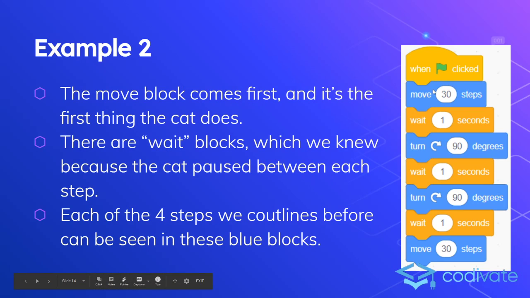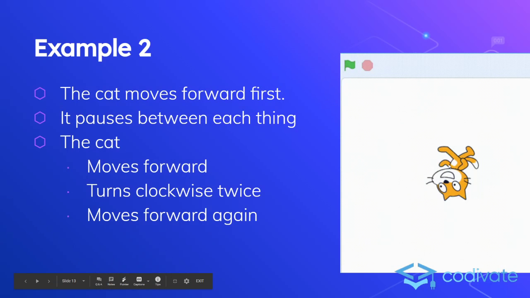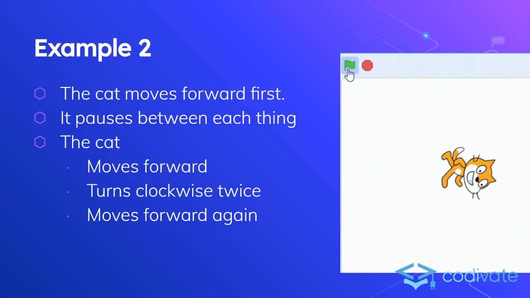And here, we have that move 30 steps we said. Wait 1 second, and then it turns 90 degrees twice. Then it moves again. So if we look at it, here's the move. Turn 90, move. There.